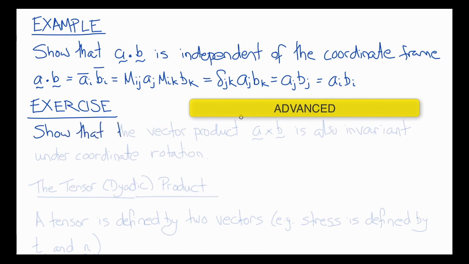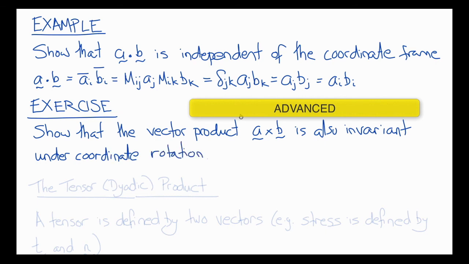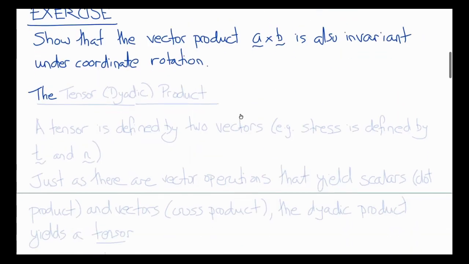So as another exercise, you can do the same thing yourself for the vector product, A cross B. So if A is a physical quantity and B is a physical quantity, then you'll be able to show that the cross product is also a physical quantity. And therefore, regardless of which frame of reference you use to calculate it, you'll get the same vector.